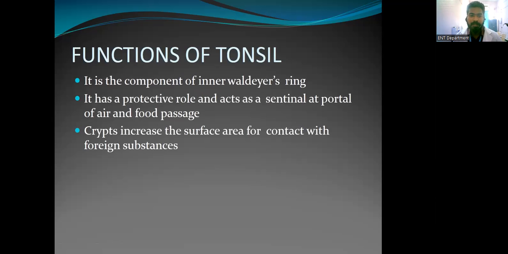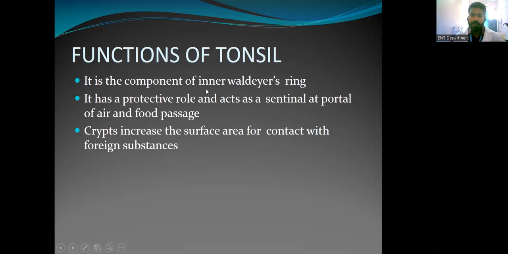So the functions of the tonsil. Like I told you in the beginning of the class when I started with the anatomy, it just keeps a checklist of whatever is entering into the oropharynx. It is a component of the inner Waldeyer's ring, which consists of all the lymphatic organs: the palatine tonsil, nasopharyngeal tonsil, otherwise called the adenoid, the lingual tonsil, the tubal tonsil, and the lateral pharyngeal band.